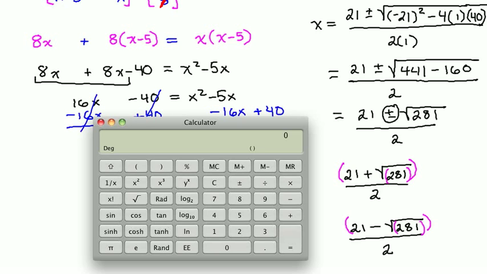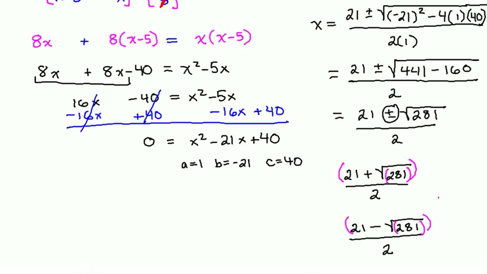I'm going to start with an open parenthesis, 21 plus 281 square root. In this case, this calculator takes the square root of whatever number shows on the screen when I click it, close parenthesis, then divided by 2 to get 18.88. I'm going to round that off to 18.9 for the sake of this calculation.